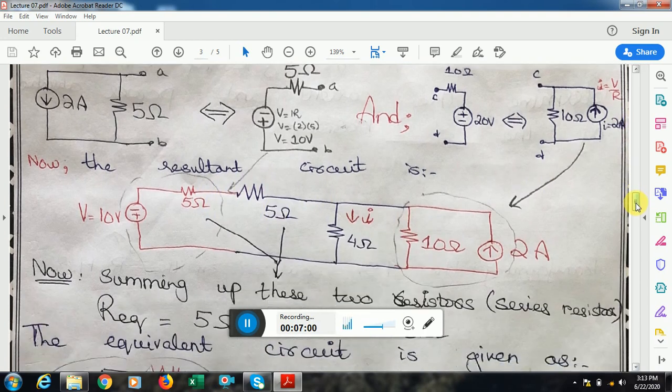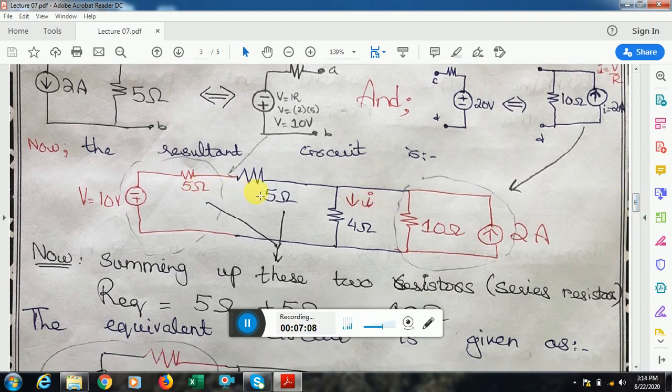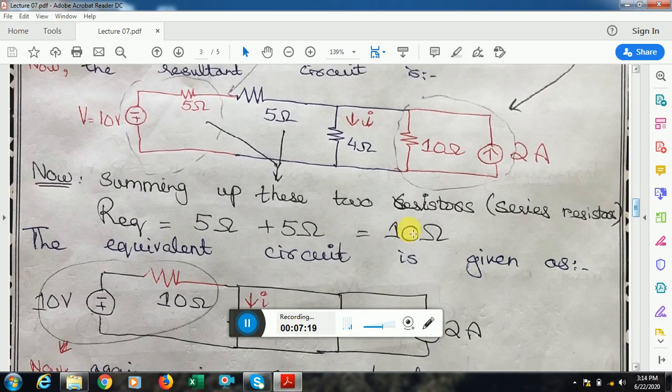This is the new transformation, and this is the new transformation. So now in the new circuit you can see that I have these two resistances that are in series, and I don't have to find any current or voltage across this. So I can simplify the circuit by simply summing them up. They are in series, so I can find the R equivalent by simply adding these two values. These sum up to 10 ohm, and I find the equivalent circuit, the more simplified circuit, as this.